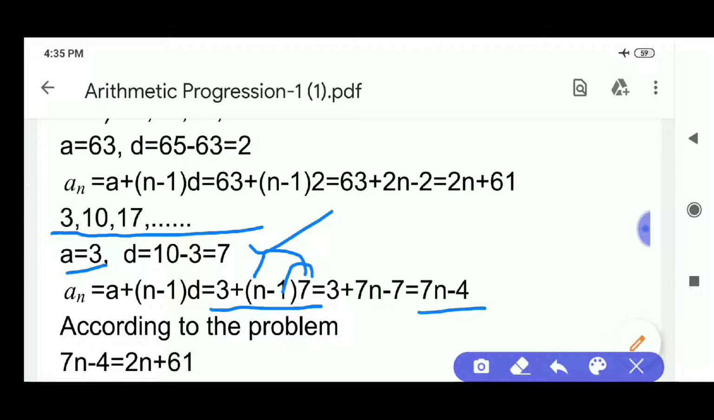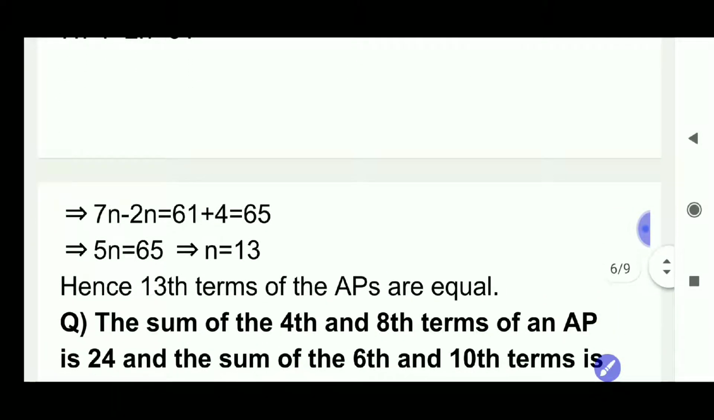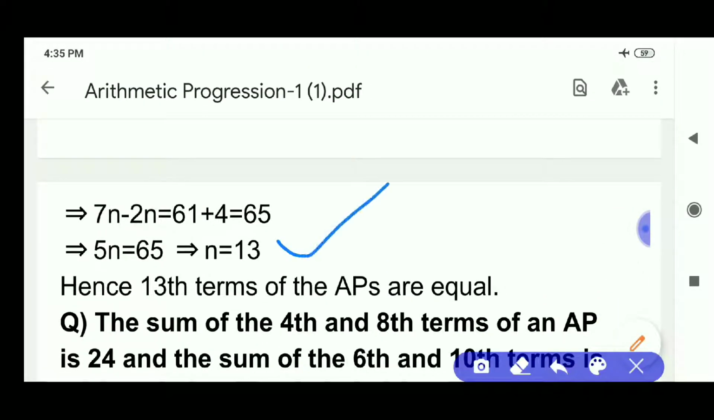According to the problem, these two are equal. The nth terms are equal. So 7n minus 4 is equal to 2n plus 61. By simplification, we get n value as 13. Hence, the 13th terms of these two APs are equal.